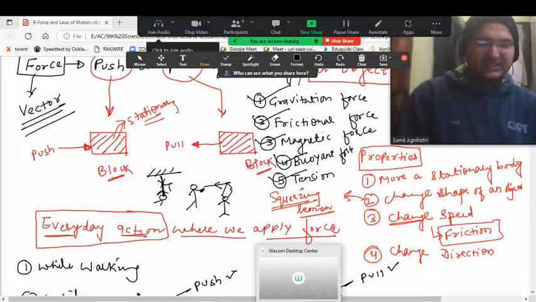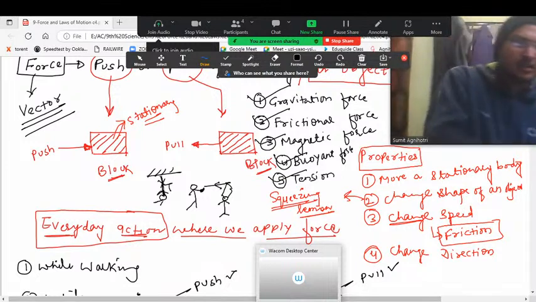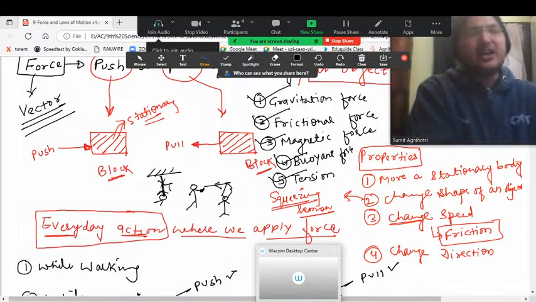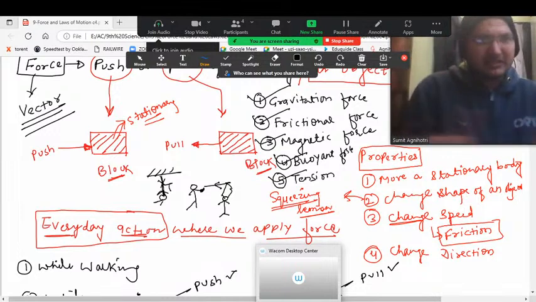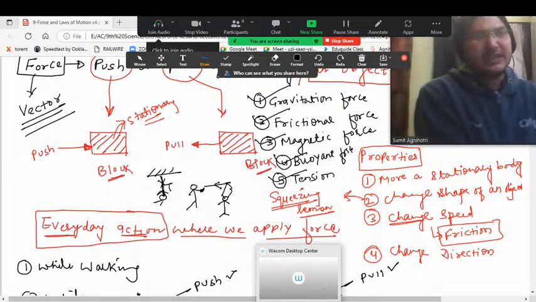Okay, are you okay up to this? Is it okay up to this? You understood what are contact forces and what are non-contact forces? Okay, I want you to tell and summarize everything that I have just explained so far.